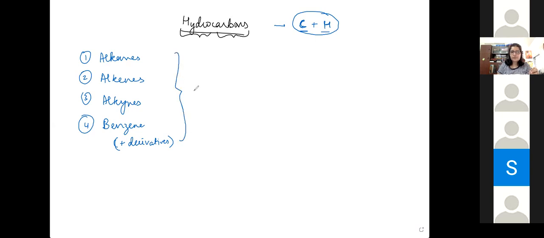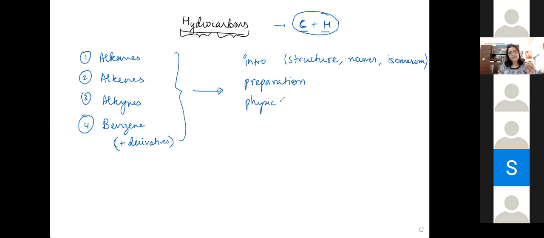The structure is going to be the same. Structure in the sense what all you study about it. So first, there's going to be intro. Intro in the sense structure, name, isomerism, etc. Things like that. Special points about them. Then you have preparation. Where all will you get these compounds from? Then you have physical properties. This is like really tiny. It's mainly boiling point, melting point, density, smell, color, all of that. And chemical properties.